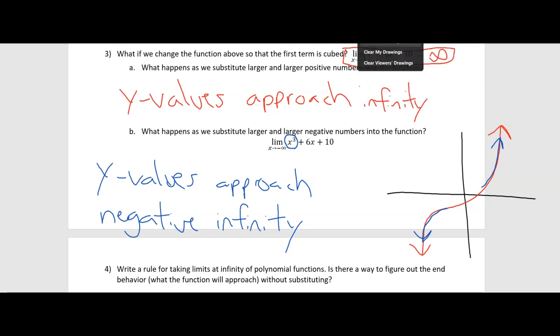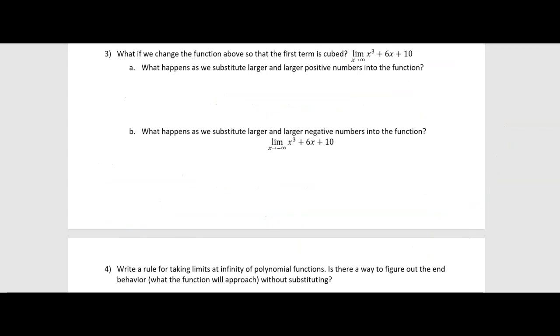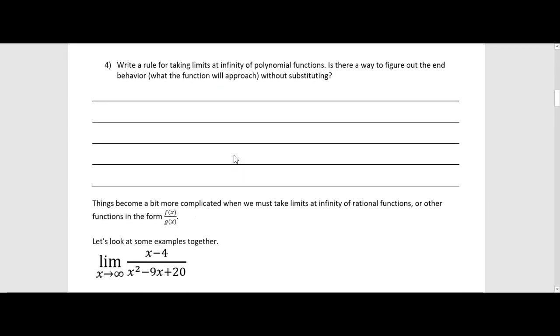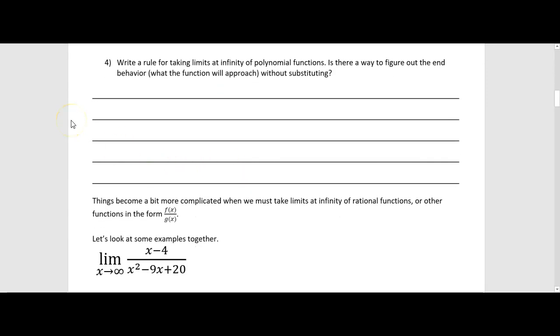Okay, let's move on to the next page and try to summarize our thoughts for polynomial functions. So it says, write a rule for taking limits at infinity of polynomial functions, both positive and negative infinity. Is there a way to figure out the end behavior, or what the function will approach, without substituting? So take a second, try to summarize your thoughts. Again, we kind of talked about this, how we could figure out the answers to those limits analytically, rather than having to use our calculator to sketch a graph or make a table.